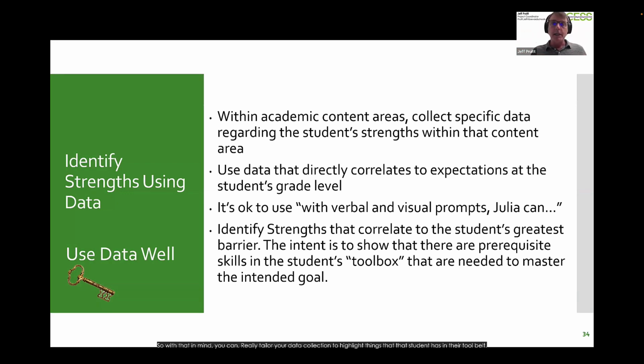So with that in mind, you can really tailor your data collection to highlight things that student has in their toolbox already to support that they will make progress toward their biggest need.